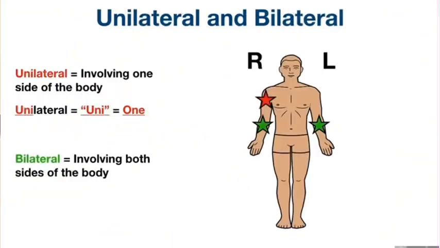Now we're going to use another term, unilateral and bilateral. Uni means one, bi means two. So unilateral means that there's an involvement of one side of your body. Usually for patients who have a stroke, you notice that they can't move their upper limb and their lower limb. So one side of the body is affected. So we say it is unilateral involvement.